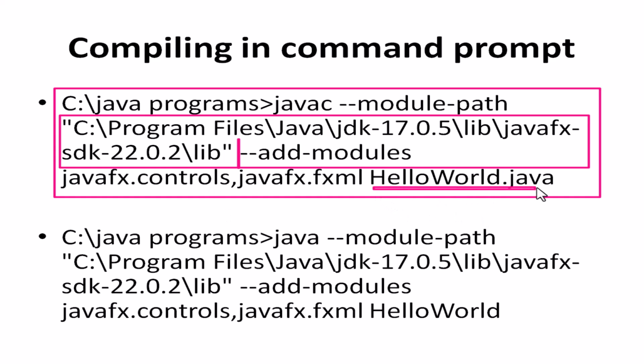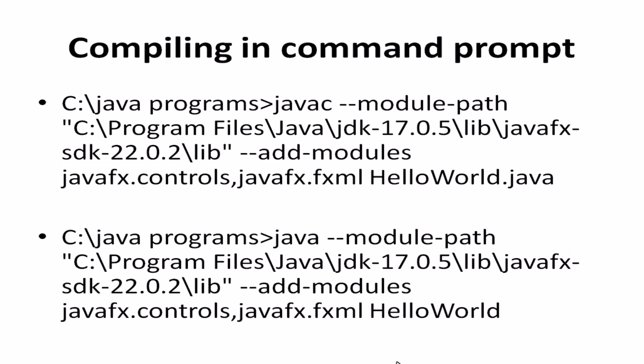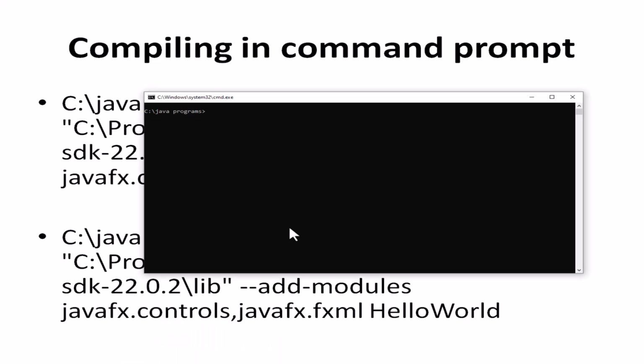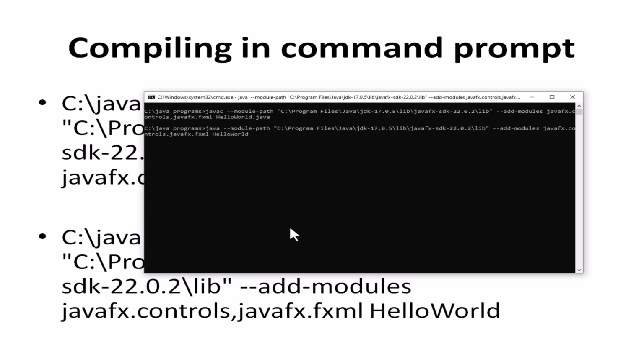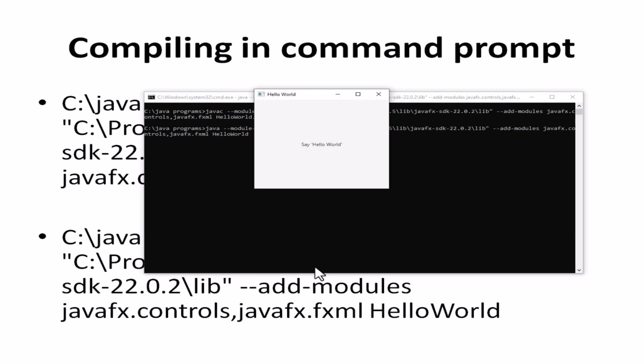You need to go to the work directory where you have created it manually. In that you need to type javac --module-path. The module path is where you have extracted the particular jar files. Up to the library folder you have to copy the path and add the modules. The necessary modules are javafx.controls and javafx.fxml. You have to compile the program HelloWorld.java and execute the class file, which is HelloWorld. That is the class name.